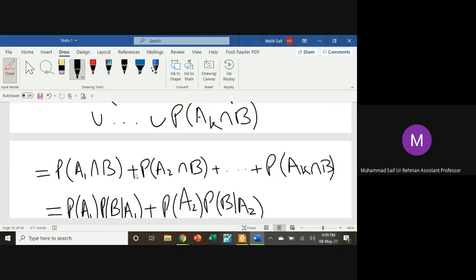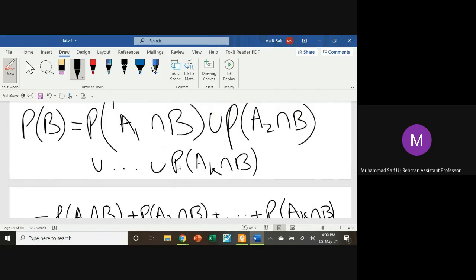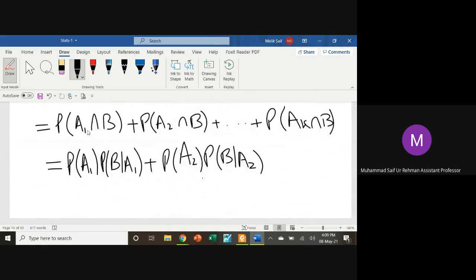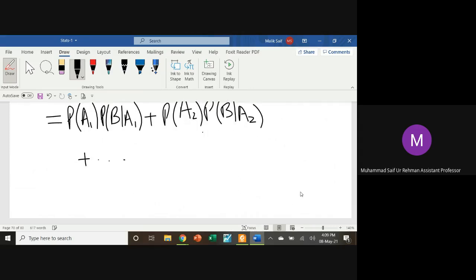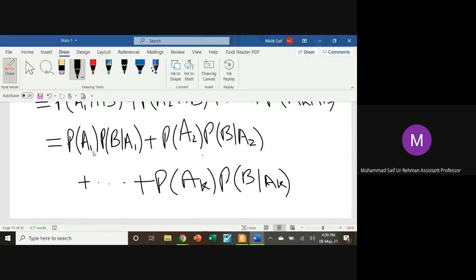First I solved it for union. I removed the union, simply I put a positive sign, because of the mutual exclusiveness of the events. Now I am solving these terms, A1 intersection B. So dependent events, okay, plus so on. And the last event will be probability of AK multiplied by probability of B given AK. Okay, and now you have to see that subscripts are there only with A's, not with B's.